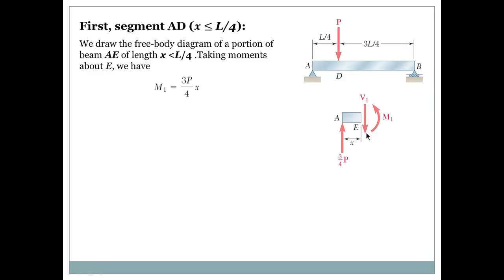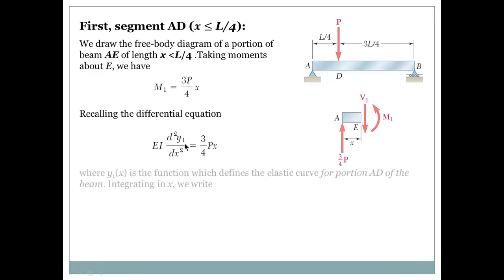So if I take the summation of the moments about E, I'm going to end up having M1 equals 3P/4 x. That's the equation. This is the differential equation, remember, and I set it equal to 3/4 Px, which is the equation of the moment for the first segment AD. Notice here that y1 is the function which defines the elastic curve of portion AD, because we're going to have two functions, one from A to D and the second from D to B.